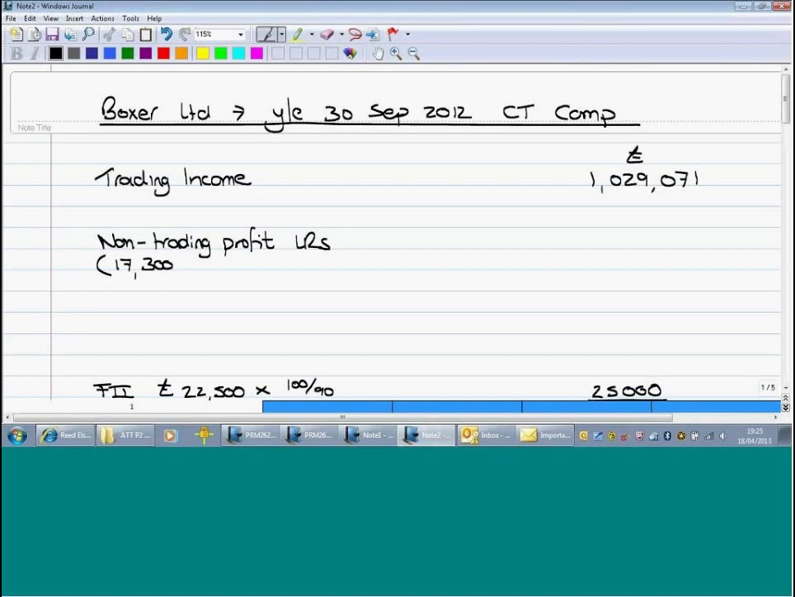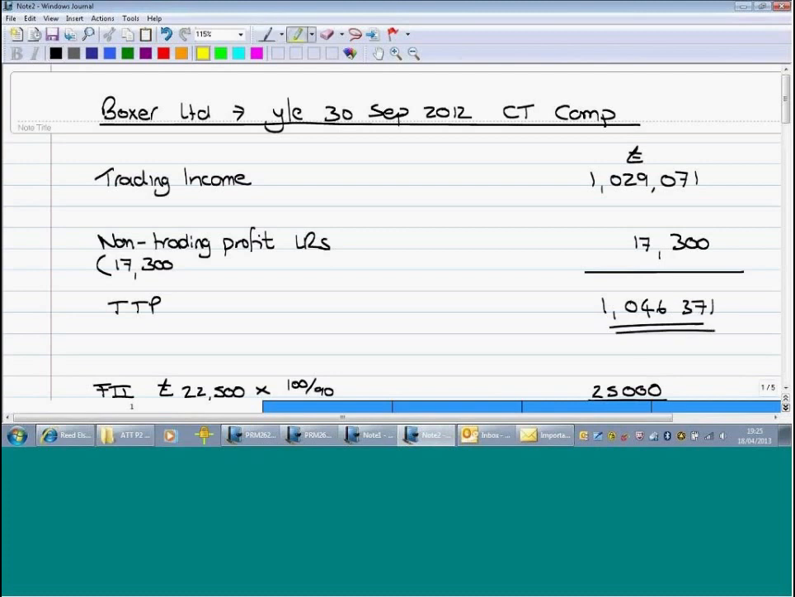Okay, so we've dealt with all the information in the question. All we need to do now is finish off the CT comp. So looking at my non-trading profits from loan relationships, that's it. There was nothing to deduct in this question. So 17,300 is the final answer. I haven't got any other income. I haven't got any chargeable gains for my company. So therefore, my taxable total profits are just going to be those two numbers added together, giving a figure of £1,046,371.